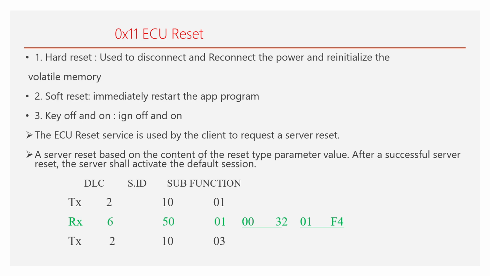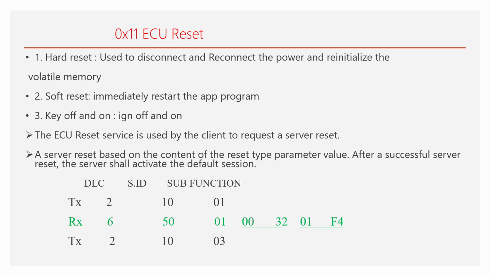And the third one is key off key on, or ignition on, ignition off, done through software. What does ignition on or ignition off mean? Whenever you start the car, only then will the ECU activate, right? In the same way, we restart or power on and power off the battery from the ECU.